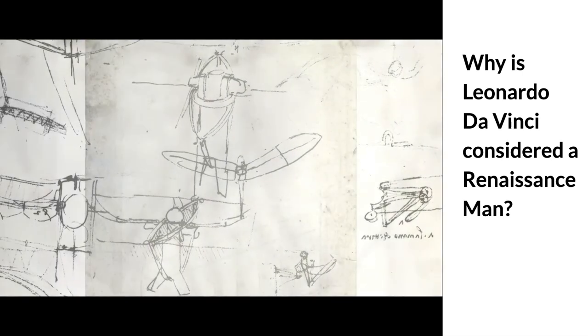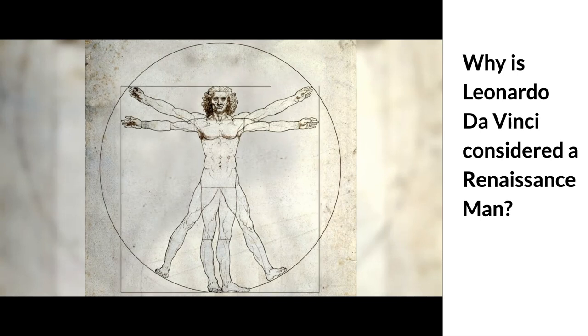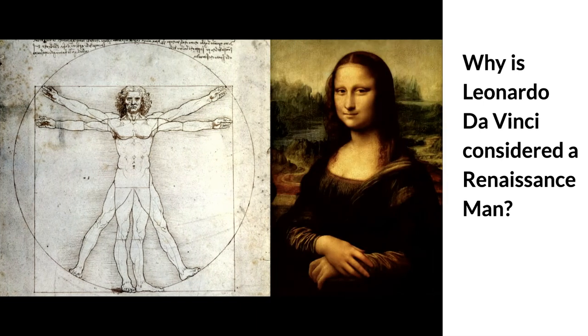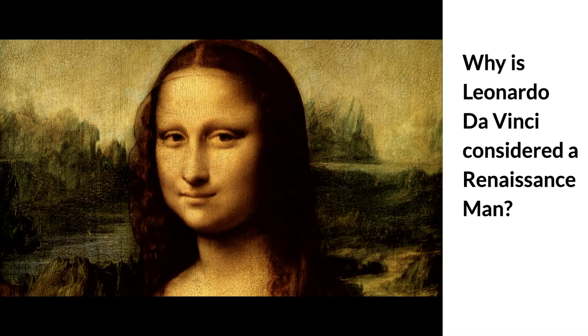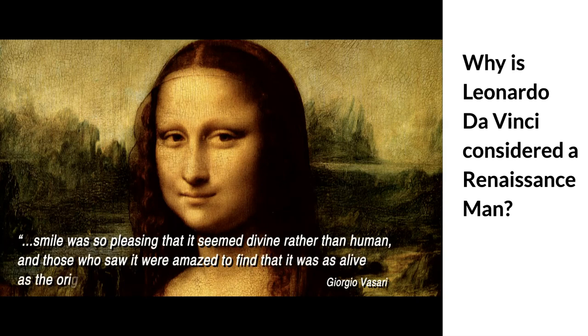Da Vinci's interest in human anatomy was expressed in the Vitruvian Man, a drawing that explains the proportions of the human body. His study of anatomy brought a gripping realism to his paintings, especially the Mona Lisa, or La Gioconda, the Laughing One, which he finished around 1507. Fellow Renaissance painter Giorgio Vasari said that the Mona Lisa's smile was so pleasing that it seemed divine rather than human, and those who saw it were amazed to find that it was as alive as the original.